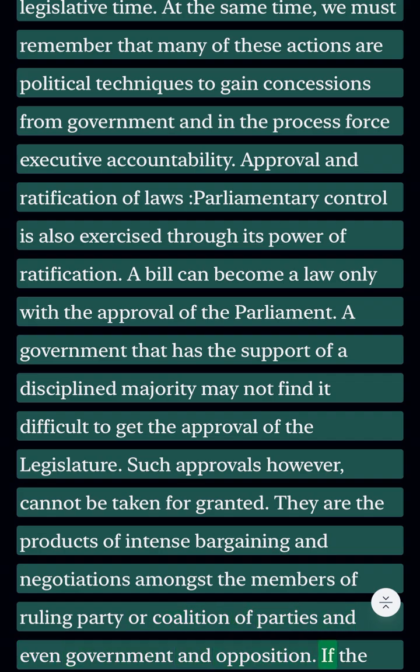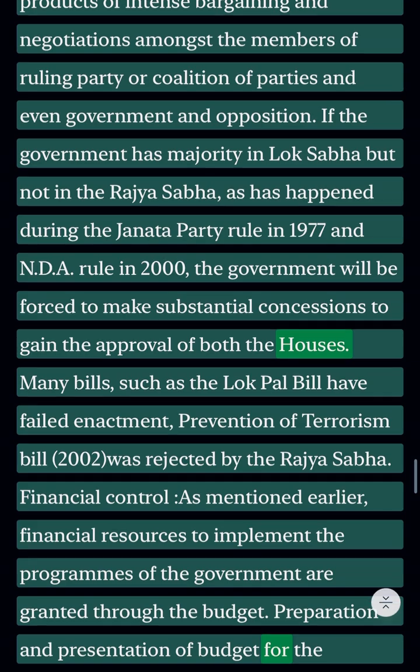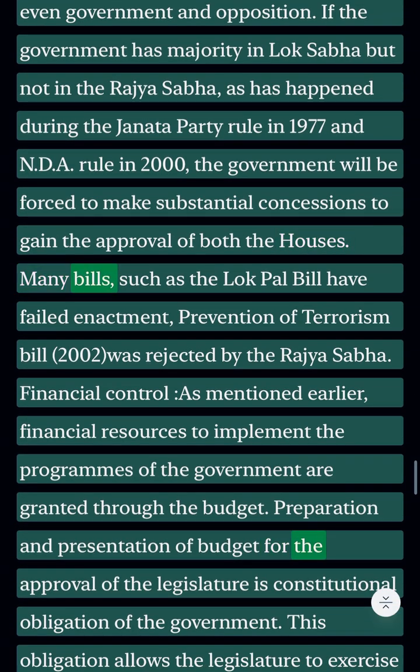even government and opposition. If the government has majority in Lok Sabha, but not in the Rajya Sabha, as happened during the Janata Party rule in 1977 and NDA rule in 2000, the government will be forced to make substantial concessions to gain the approval of both the houses. Many bills, such as the Lokpal Bill, have failed enactment. Prevention of Terrorism Bill was rejected by the Rajya Sabha.